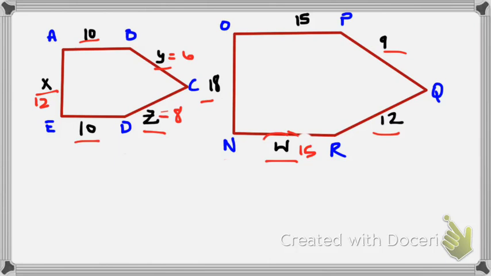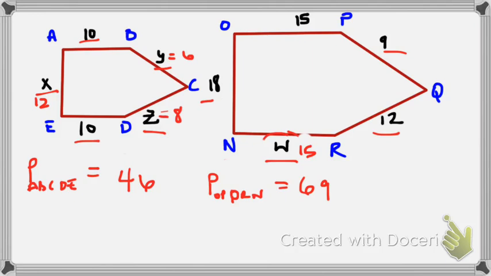So the perimeter of A, B, C, D, E is equal to 10 plus 6, which is 16, plus 8, which is 24, plus 10, which is 34, plus 12, which is 46. On the other side of that, we know the perimeter of O, P, Q, R, N is equal to 18 plus 15, which is 33, plus 9, which is 42, plus 12, which is 54, plus 15, which is 69. So we figure out the perimeter of the larger one is 69.